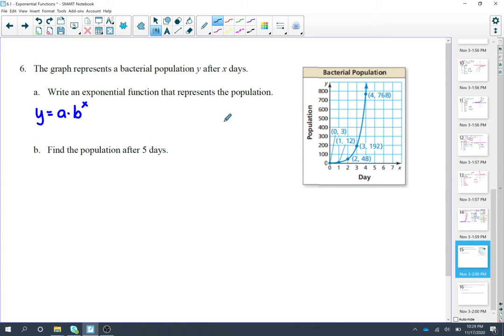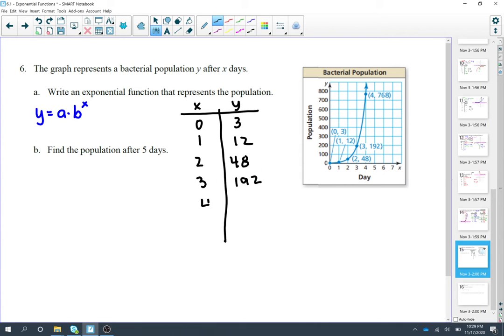Now, if we take a look at this, we've got a whole bunch of numbers. The first thing I'm going to do is organize them in a table and see if we can figure out what's going on here. So we have X, we have Y. Our first points are 0, 3, then 1, 12, 2, 48, 3, 192, and 4, 768.